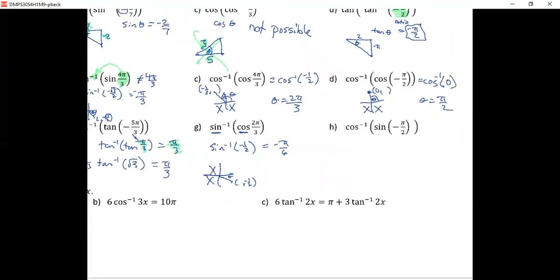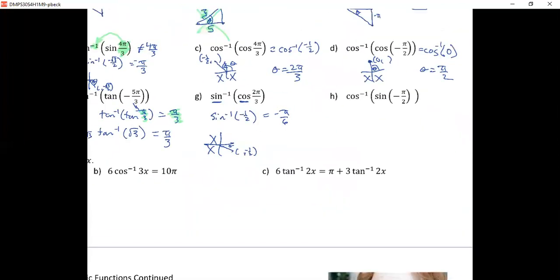For H, the sine of -pi over 2, we know that the sine of -pi over 2 is -1, and then the inverse cosine of -1 says what angle from 0 to pi has that cosine ratio of -1, and that would be pi. I'll go ahead and put that there. So that is pi.